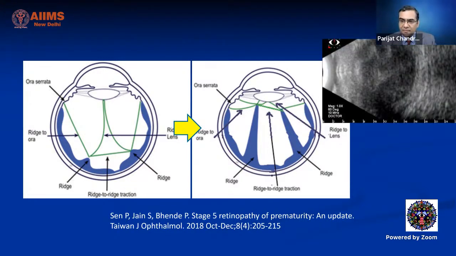And you get a vitreous hemorrhage-like picture in many of these cases. So many people write, you've got vitreous hemorrhage, you've got cataract. So this is not to be confused.